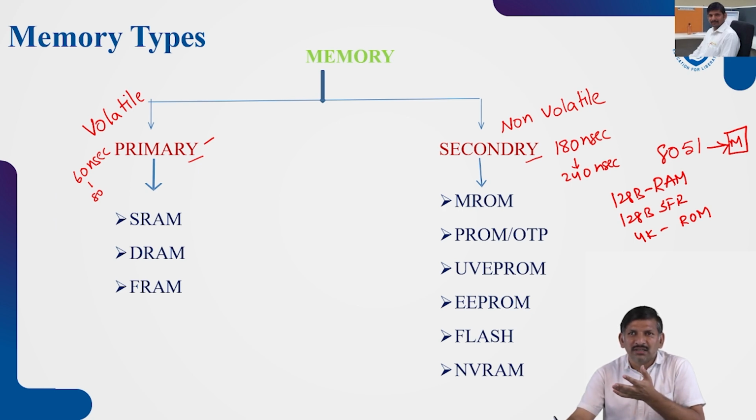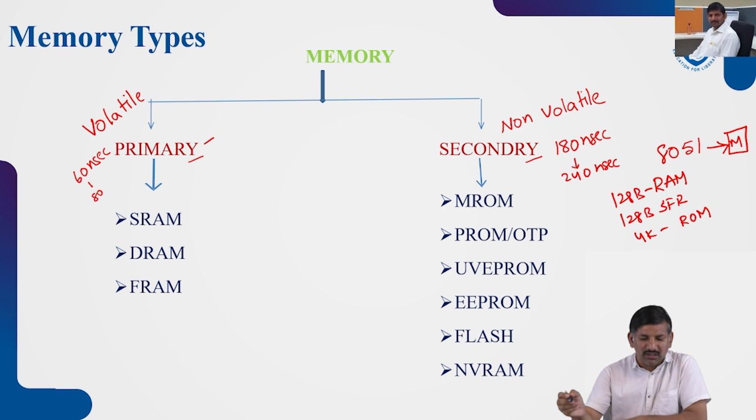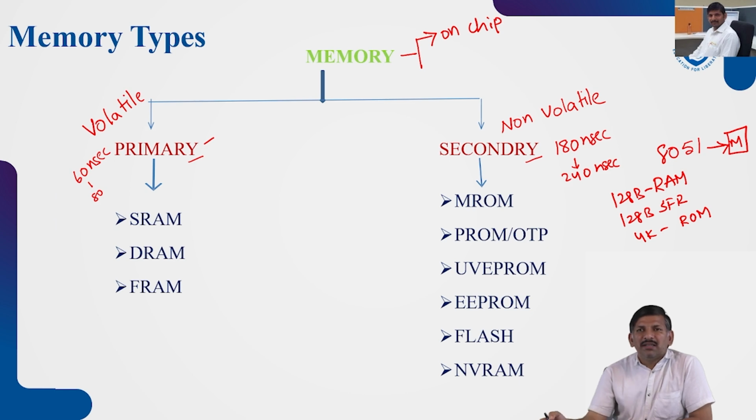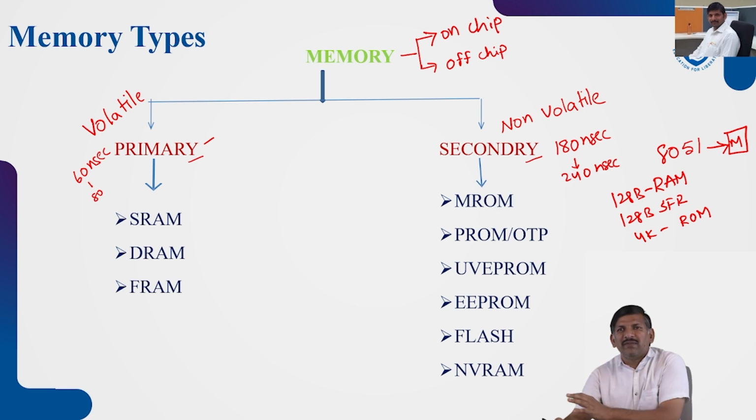Based on whether the memory is available within the chip or not, memory is divided into on-chip memory and off-chip memory. On-chip memory means the memory is available within the single silicon chip. Off-chip means the memory is accessed from external peripheral devices. So we are considering different parameters to classify the memory devices.